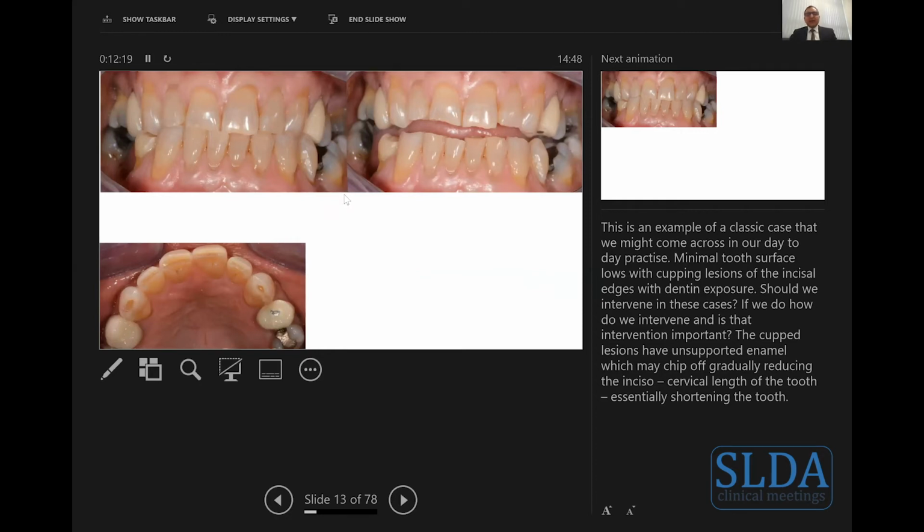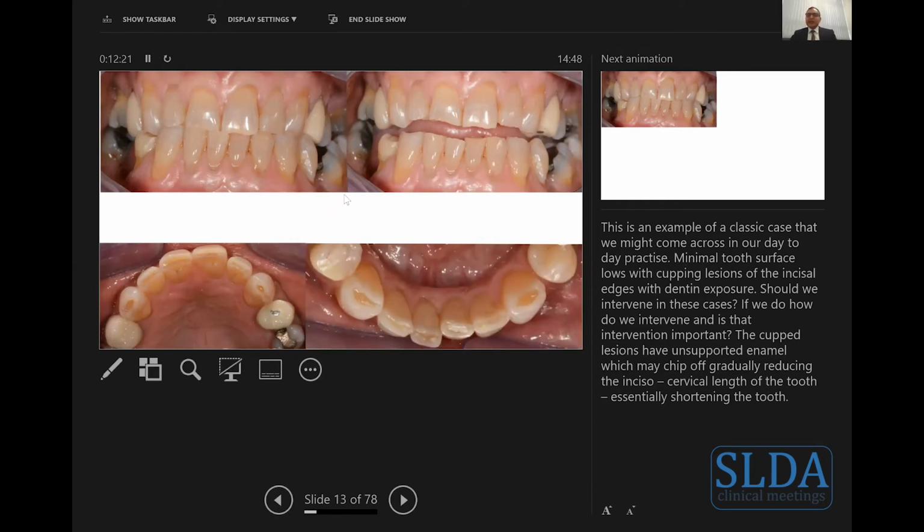Moving on, let's look at a typical case that we might come across in our day-to-day clinical practice. The question I want to ask is, should we intervene in these kinds of cases? And if we do, how do we intervene? I say this is a typical case because we're discussing tooth surface loss, and I can see there is some tooth surface loss. There is some alteration in the cervical enamel length or height of these teeth. Okay, the teeth are shortening.